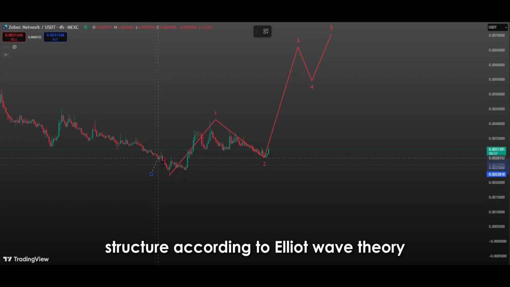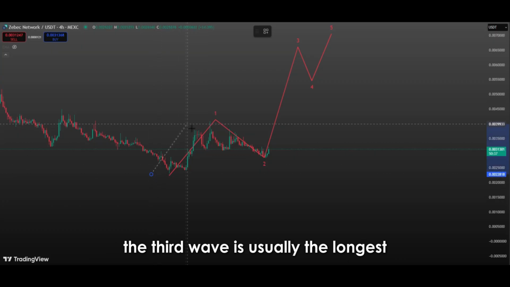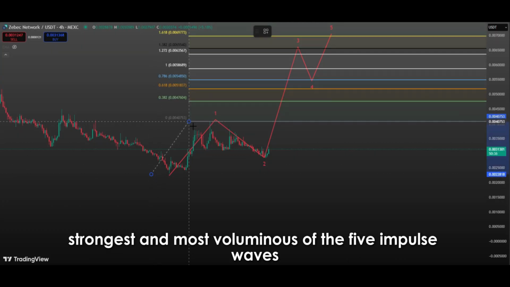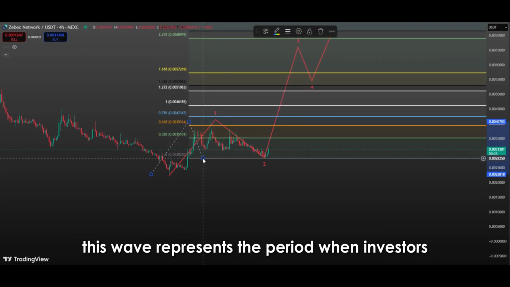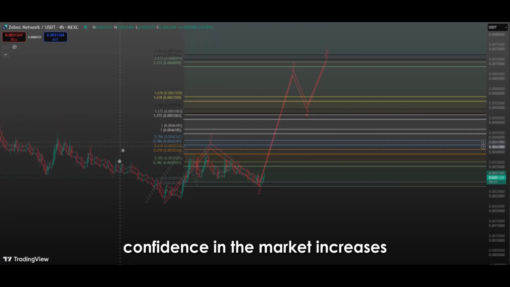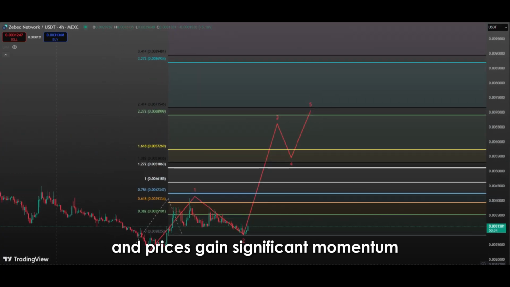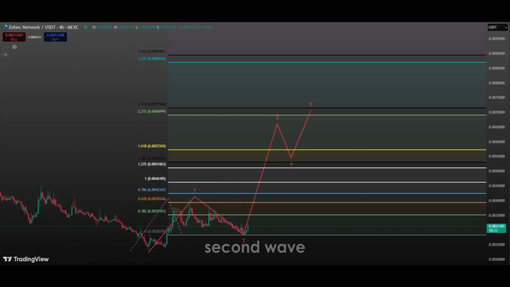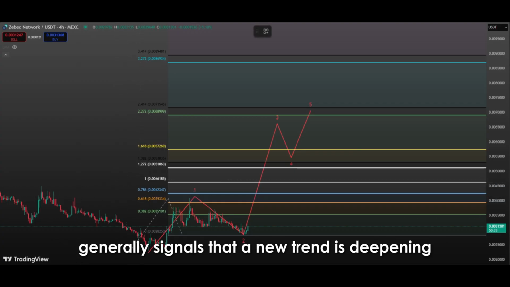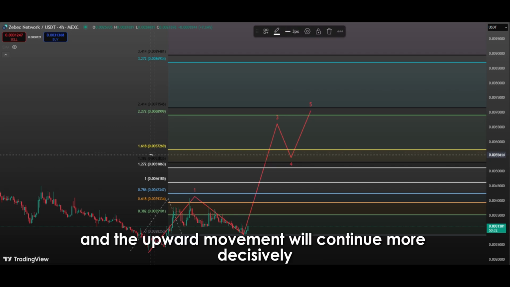According to Elliott wave theory, the 3rd wave is usually the longest, strongest, and most voluminous of the 5 impulse waves. This wave represents the period when investors' confidence in the market increases, buyers enter strongly, and prices gain significant momentum. This new momentum formed after the completion of the 2nd wave generally signals that a new trend is deepening, and the upward movement will continue more decisively.